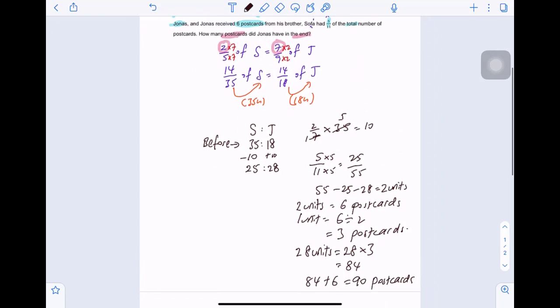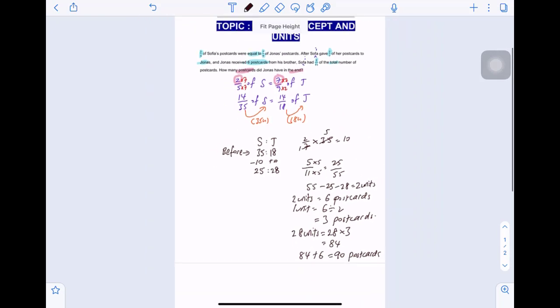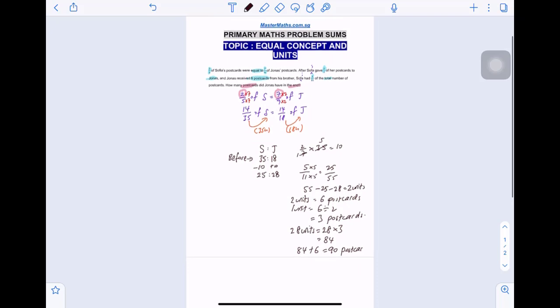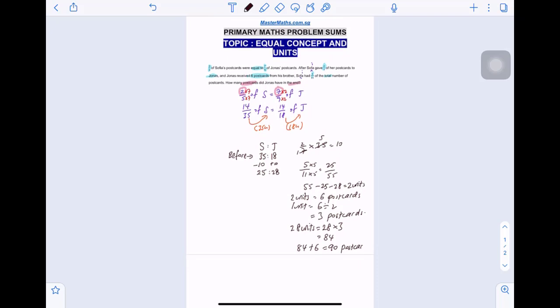Alright, so try and look at the solutions again. Try it out one more time. Even though you may not be able to get it right the first time, you can actually try it out a second, third time. And that's how we truly improve ourselves in problem sums.